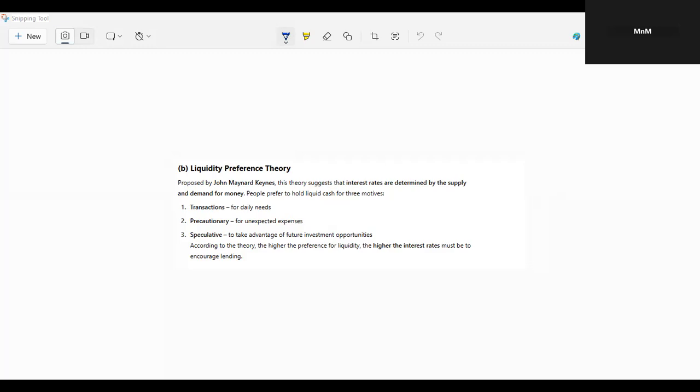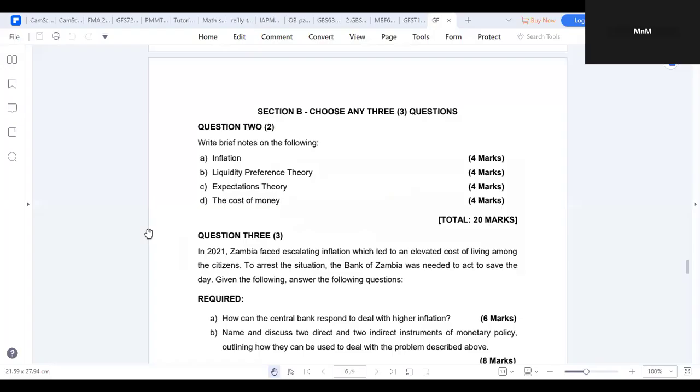We also have another theory, which is called the expectations theory. Okay, what is expectations theory? Have you heard of it? Expectations theory. Yeah, it eludes me. Okay, what does it talk about? No, I'm saying I've heard of it, but it eludes me right now.